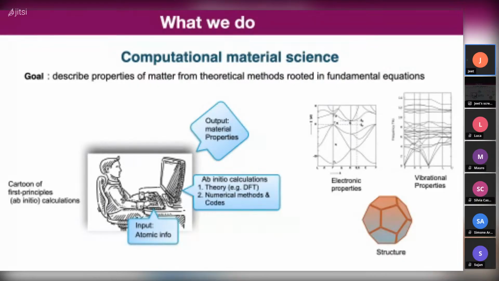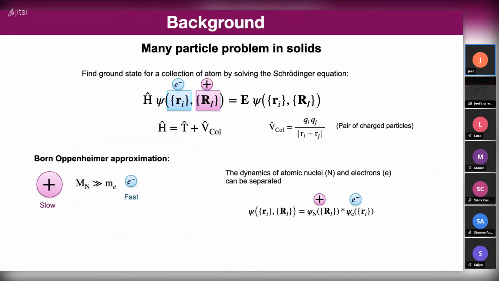As input, we put some atomic information inside the computer, and it runs ab initio calculations, DFT, TDDFT, and some numerical codes. What we get is a bunch of output as material properties, like electronic properties, vibrational properties, structure of the material, color of the material, and optical properties. Let's start. This is the beginning.